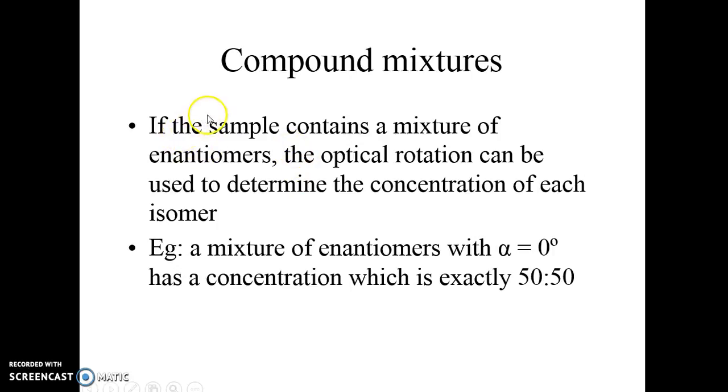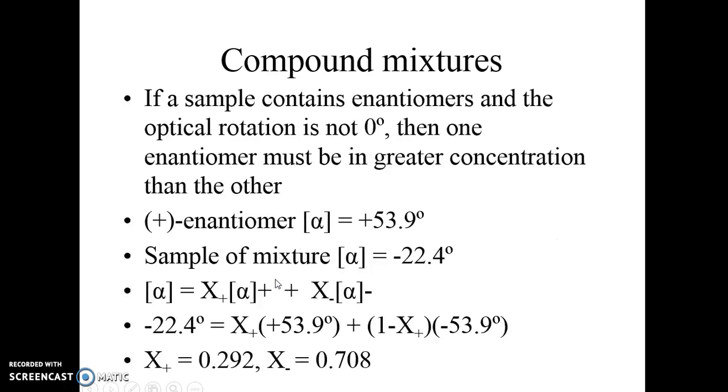Okay, so now what we're going to do is look at mixtures. If you have a mixture of enantiomers, you can use the optical rotation to determine the concentration, because the amount that it rotates light is determined by the mole fraction in the compound. So if you have no rotation, it's got to be exactly 50-50, because then they cancel each other out perfectly.